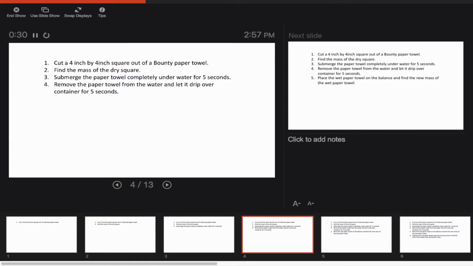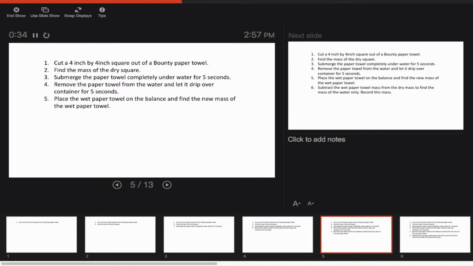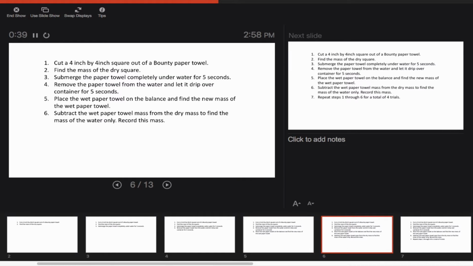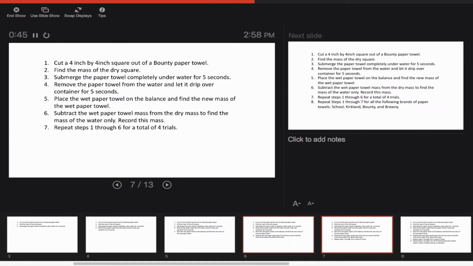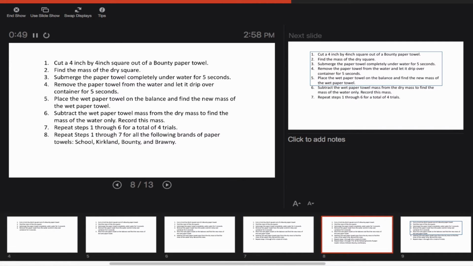Remove the paper towel from the water and let it drip over the container for 5 seconds. Place the wet paper towel on the balance and find the new mass of the wet paper towel. Subtract the dry mass from the wet paper towel mass to find the mass of water only. Record this mass. Repeat steps 1 through 6 for a total of 4 trials. Repeat steps 1 through 7 for all the following brands of paper towels: School, Kirkland, Bounty, and Brawny.